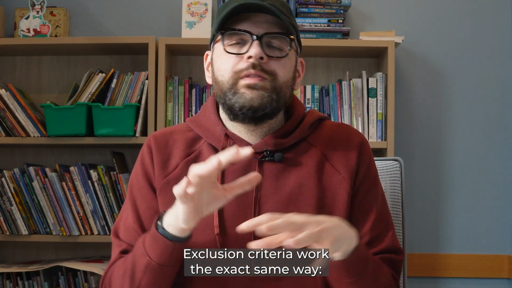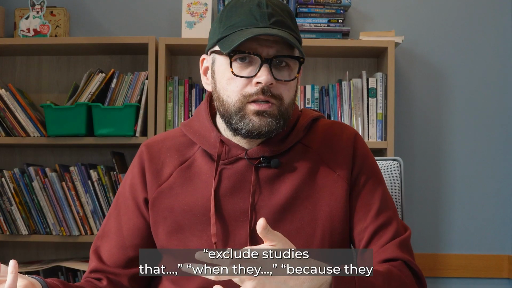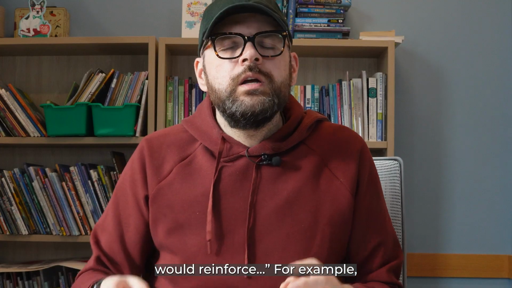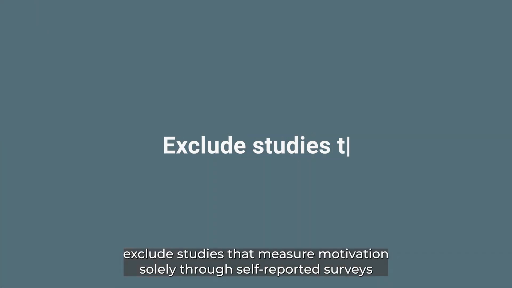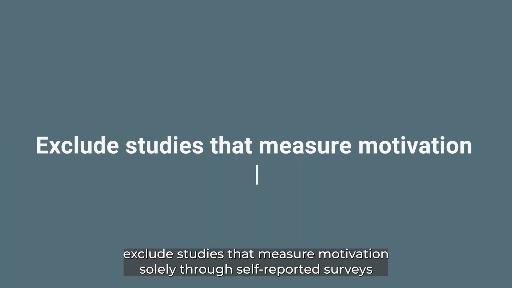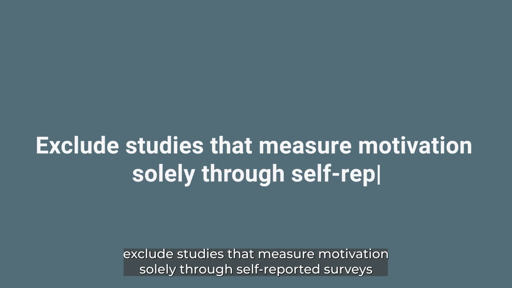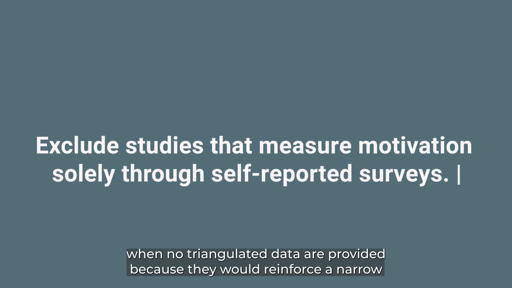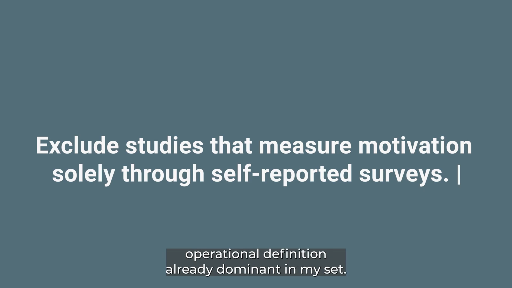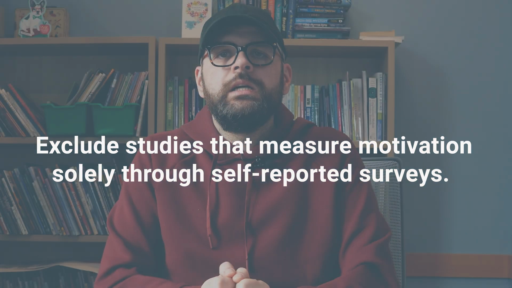Exclusion criteria work the exact same way. Exclude studies that, when they, because they would reinforce. For example, exclude studies that measure motivation solely through self-reported surveys when no triangulated data are provided because they would reinforce a narrow operational definition already dominant in my set.